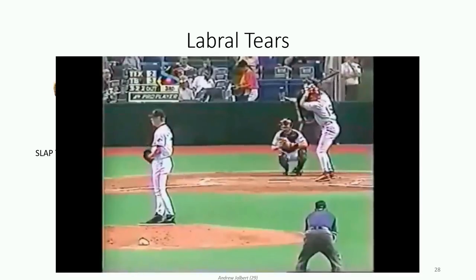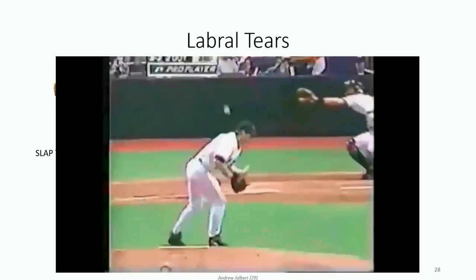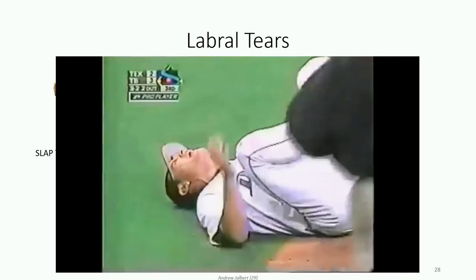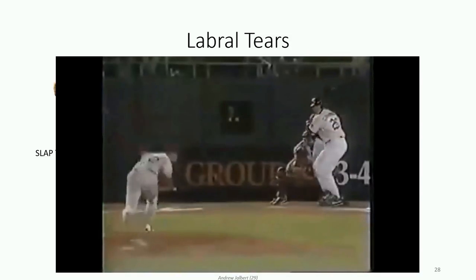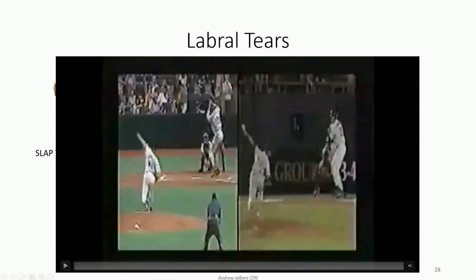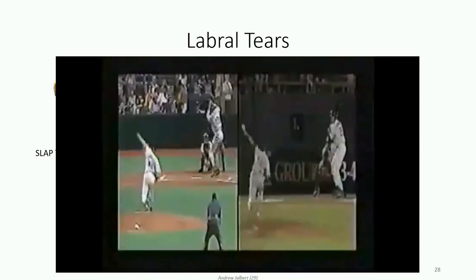These tears are actually quite common in throwing sports such as baseball. It likely has to do with excessive torque on the long head of the biceps brachii. Remember, this muscle attaches to the superior rim of the glenoid labrum. The act of throwing generates a significant amount of torque through this tendon, which can tear the glenoid labrum from its attachment point to the glenoid fossa.